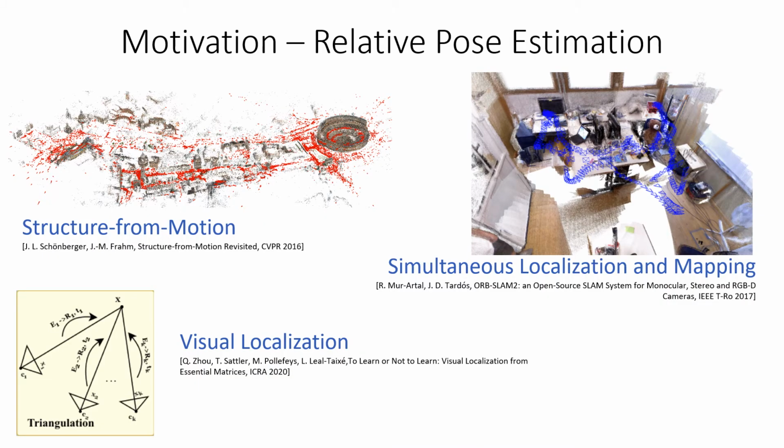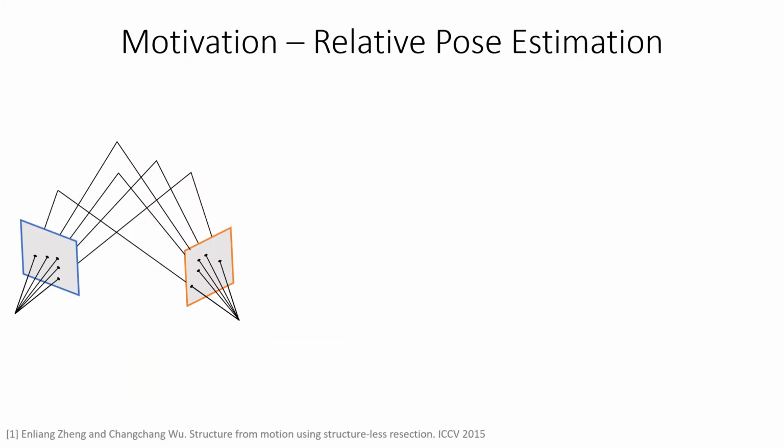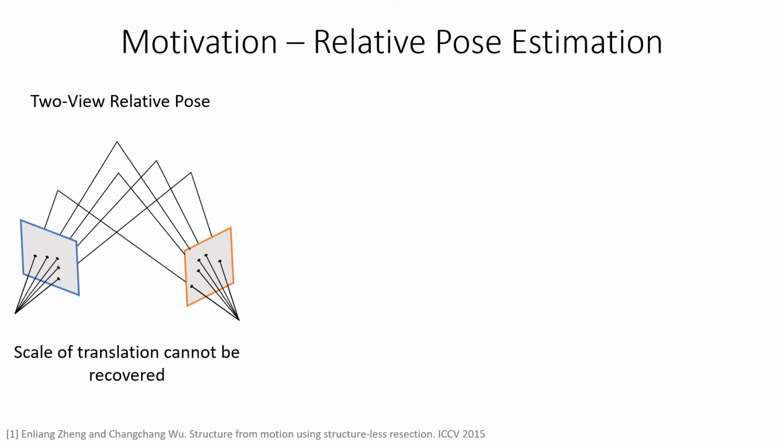We know that relative pose estimation is an important task in many applications, such as stereo pairs, structure from motion, visual localization, SLAM, etc. Typically, the relative pose is estimated between two images, but it has the disadvantage that only the direction of translation, but not its scale, can be recovered.